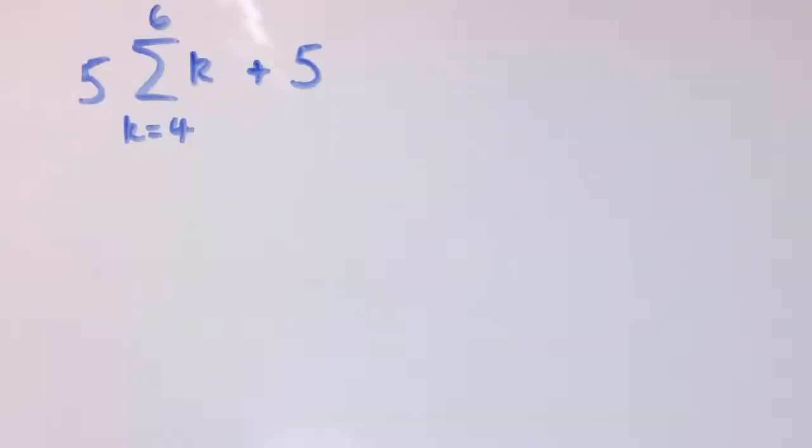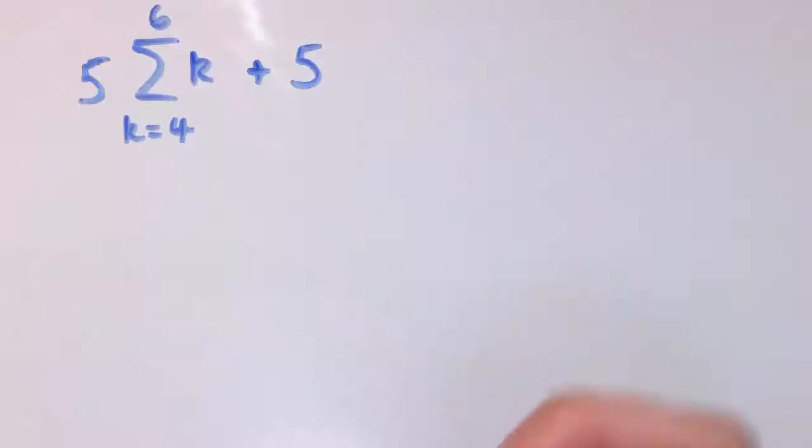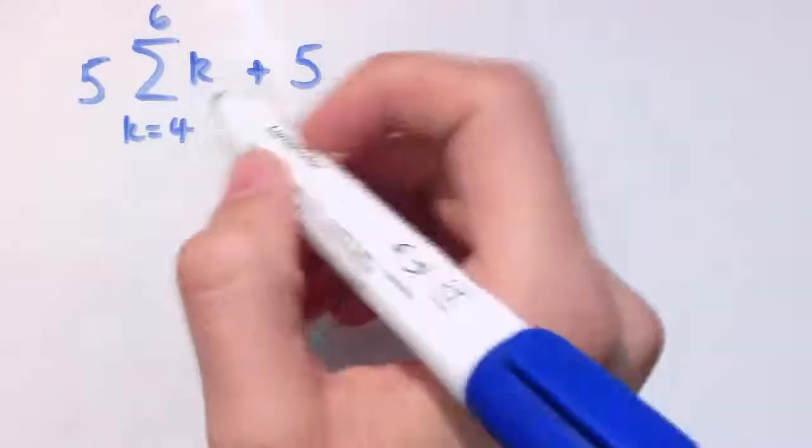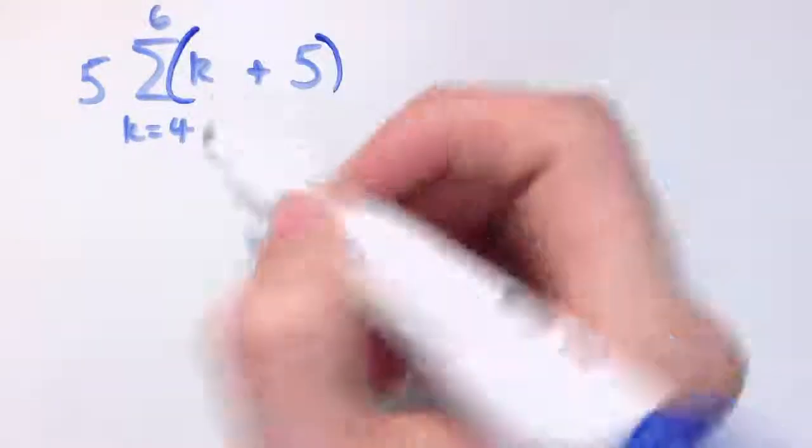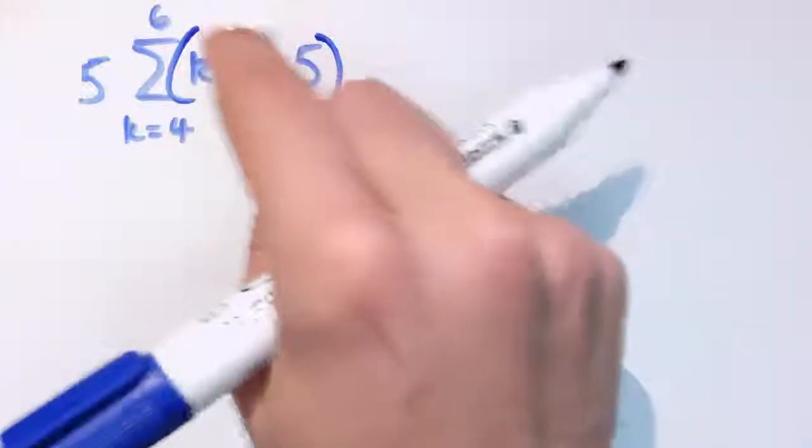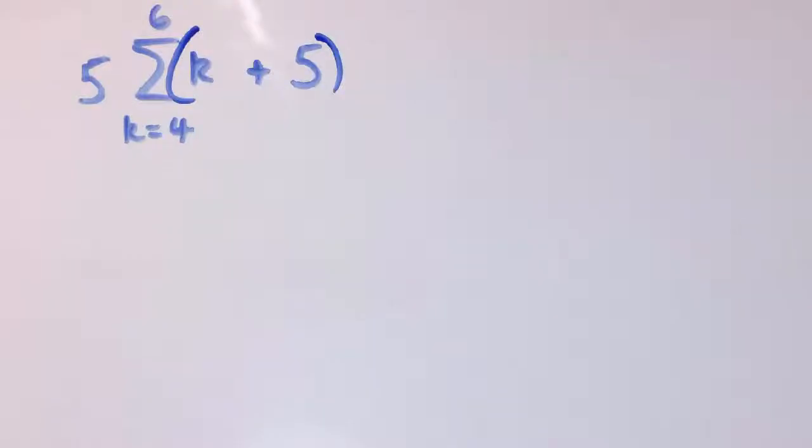Now, here's another one. I want to do 5 times the sum from k equals 4 to 6 of k plus 5. Now, you've got to be a bit careful with this series notation, because it's slightly unclear when you write it like this whether I mean I'm adding up k plus 5 between 4 and 6, or whether I'm just adding up k and then adding 5.